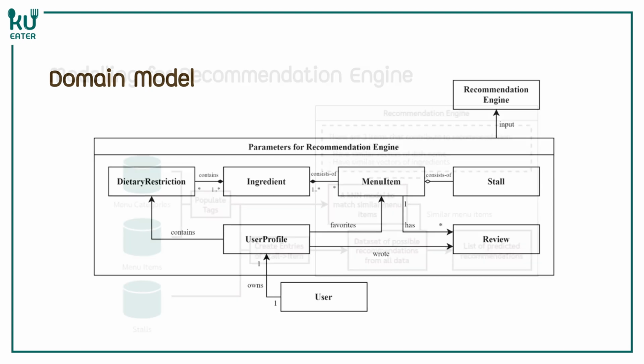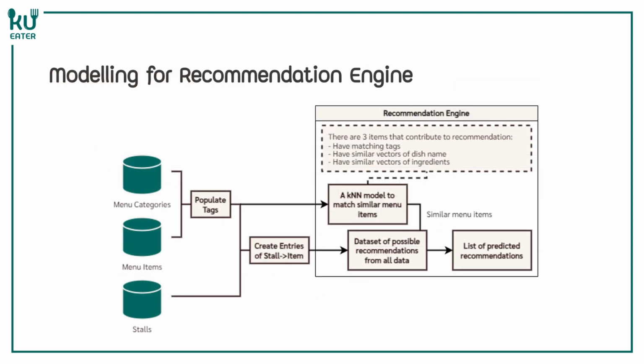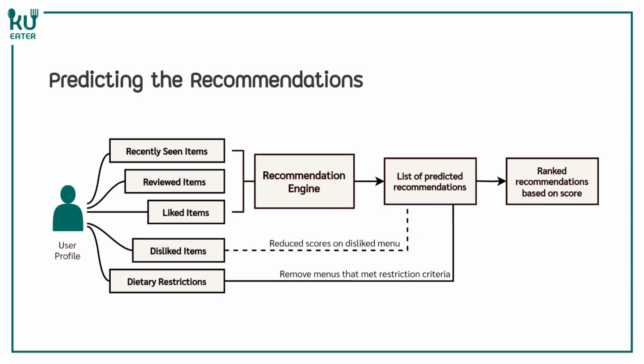For the recommendation engine, we're going to use all the data and create what we call a KNN model. We want to match the tags of the items. We want to find similar vectors of the dish name and the ingredients. And then we're going to show them as a list of predicted recommendations. Any disliked items are going to have a reduced score, and any dietary restrictions, we're going to remove from the user feed so the user cannot see them.